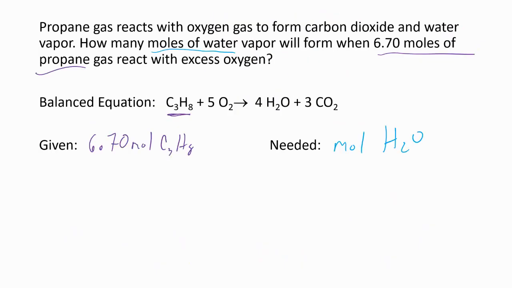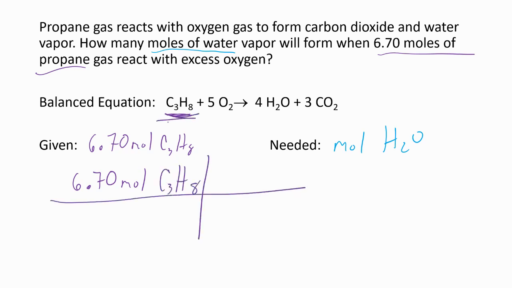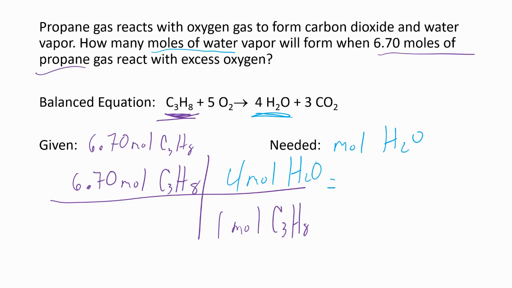All right. So we're going to start with our 6.70 moles C3H8. And then our balanced equation says for every 1 mole of C3H8, there are 4 moles of water. And that's that. That's all we need. So that gives us a grand total of 26.8 moles.